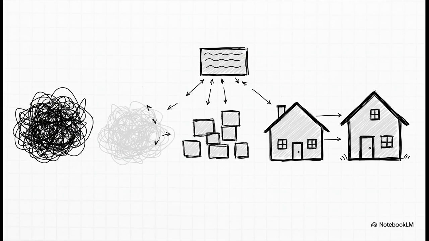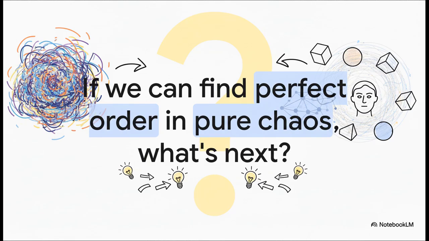Which really just leaves us with this final thought. Diffusion models have shown us that by understanding the path to total randomness, a machine can learn to reverse that path and find structure, coherence, and even beauty. So if we can teach an AI to find perfect order in pure chaos, what in the world is the next frontier for creativity itself?